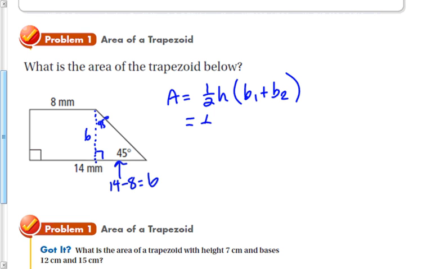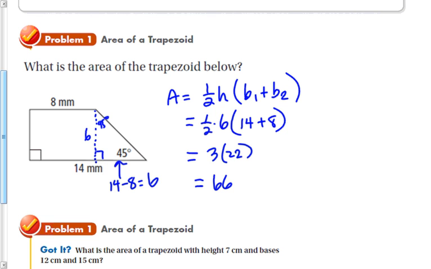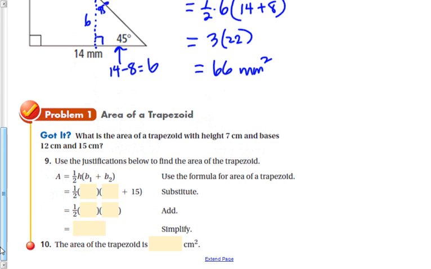So we're going to take 1/2 times 6, and then the sum of the bases. The bases are the parallel sides, so that would be 14 and 8. Half of 6 is 3, and 14 plus 8 is 22, and 3 times 22 is 66. Labeling that since it's area, square millimeters. Go ahead, you try that.